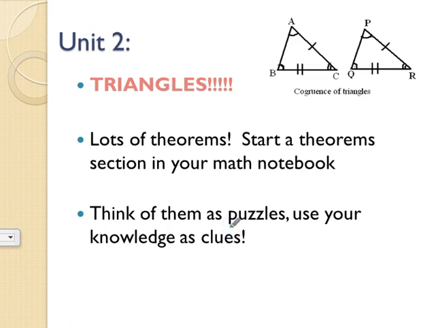So start thinking of these problems that we're going to be learning about as puzzles, and that you are going to use all your knowledge, such as the theorems you're learning about, as clues that you can use to solve those problems.